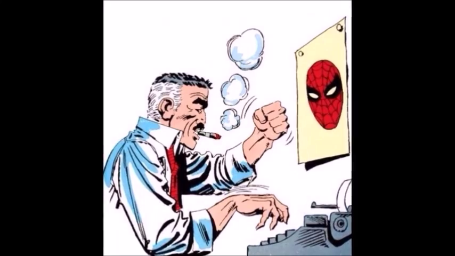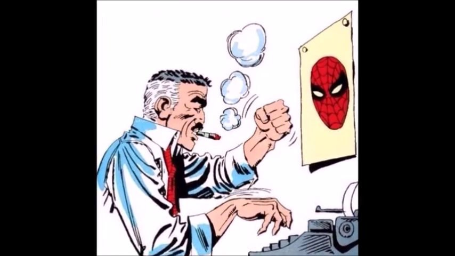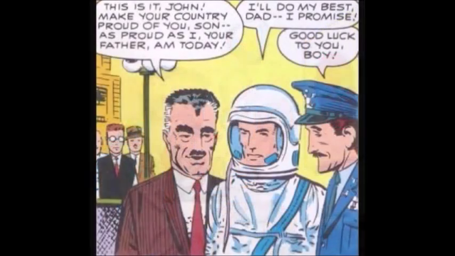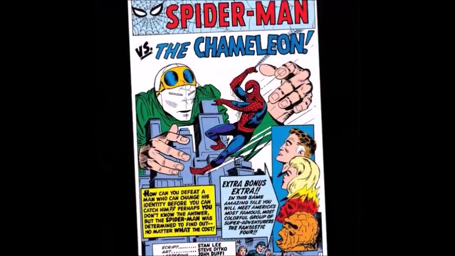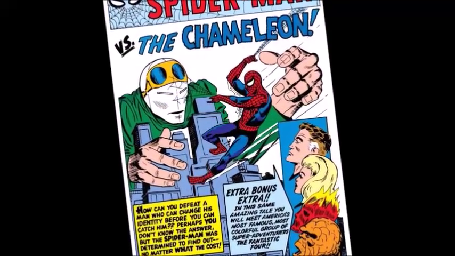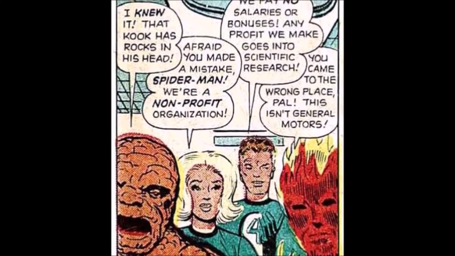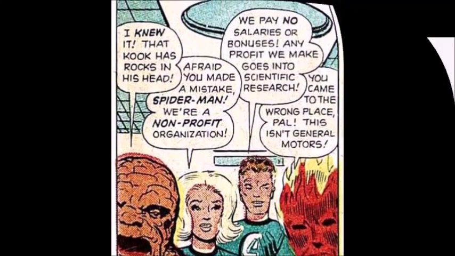In Amazing Spider-Man #1, we're introduced to J. Jonah Jameson, publisher of the Daily Bugle newspaper, JJ's son John Jameson, and the villainous Master of Disguise, the Chameleon. This issue also features an appearance by Marvel's first Silver Age family, the Fantastic Four.